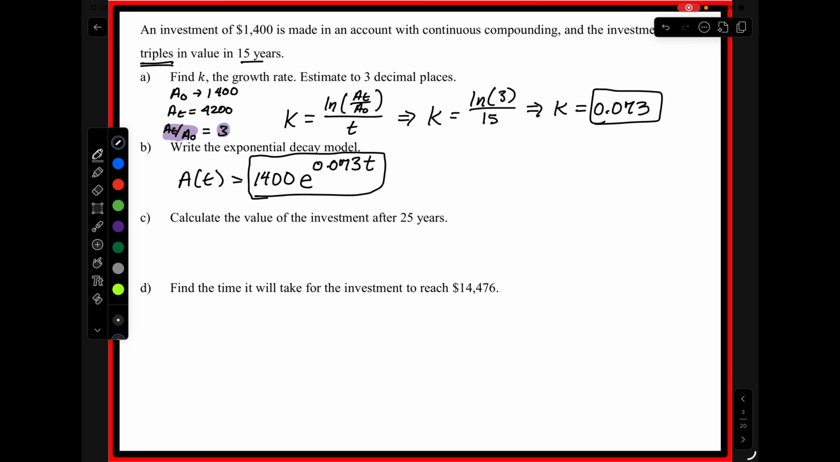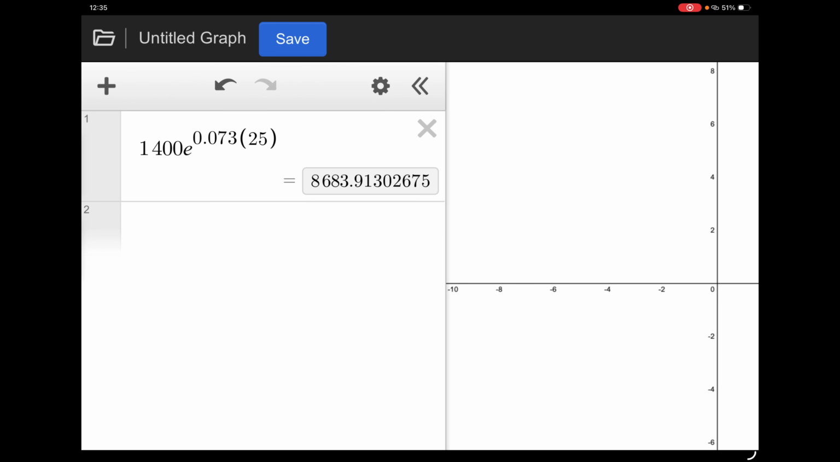Now, using that answer from part B, we can answer part C. We're going to calculate the value of this investment, I'm sorry about that, for 25 years. So we're going to take the amounts that we have and replace the t value with 25. We're going to start with the 1,400 times e raised to the power of 0.073, replacing the t value with 25. So plugging this number into decimals, we get the following. Now normally we would round this to 2 decimal places.